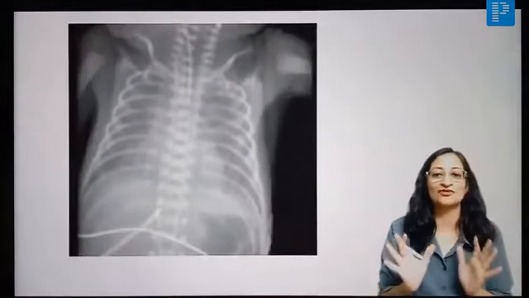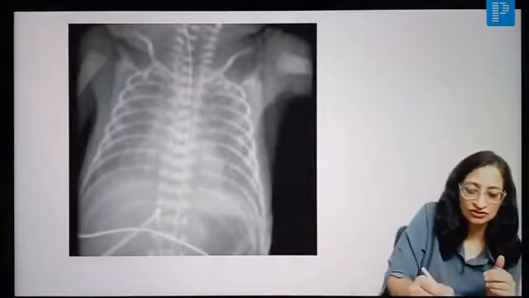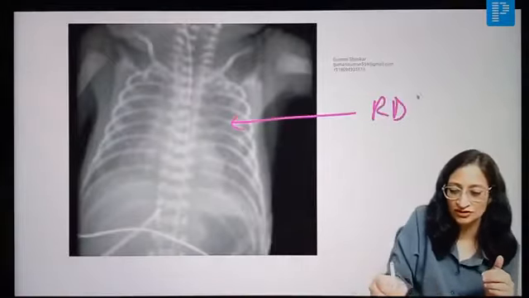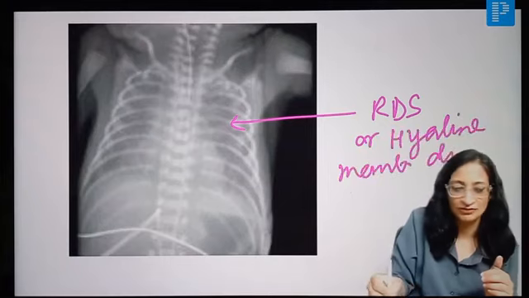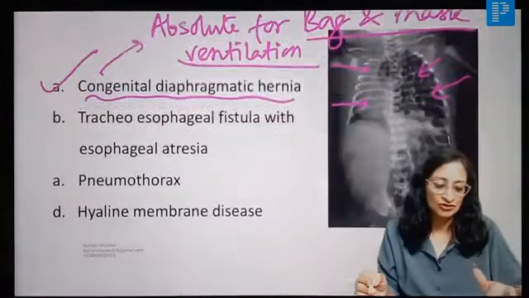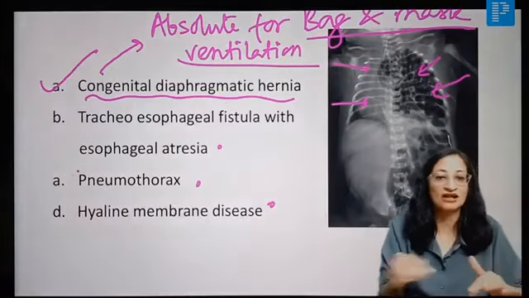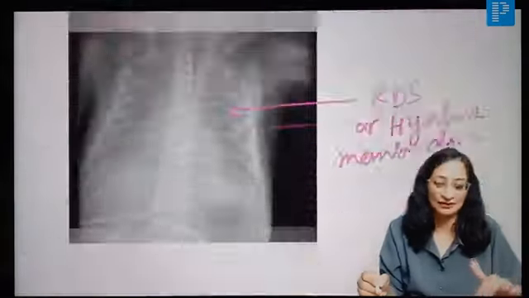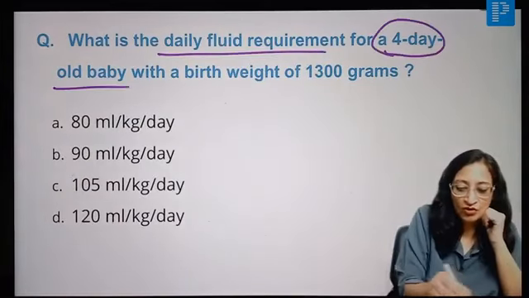Okay, what do you see here? Can you appreciate the lungs of the baby here? It has a totally diffuse ground glass appearance, ground glass haziness of lungs. So this is typically what you see in respiratory distress syndrome or hyaline membrane disease. Okay, right? So we have seen the other options also here. We've seen what a tracheoesophageal fistula with esophageal atresia looks like, what a pneumothorax looks like, and what hyaline membrane disease looks like.